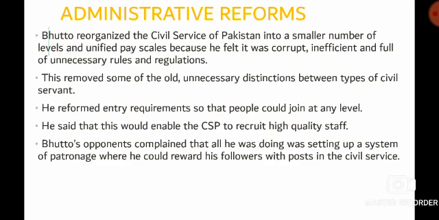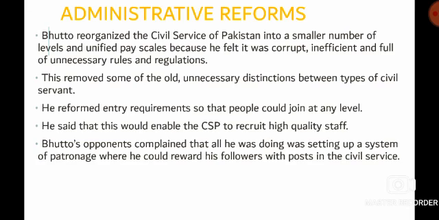Now it's the turn of administrative reforms. Bhutto wanted a modern and efficient civil service. He felt that the civil service of Pakistan was corrupt, inefficient, and full of unnecessary rules and laws as well. He reorganized the civil service into a smaller number of levels and unified pay scales. This removed some of the old unnecessary distinctions between types of civil servant.